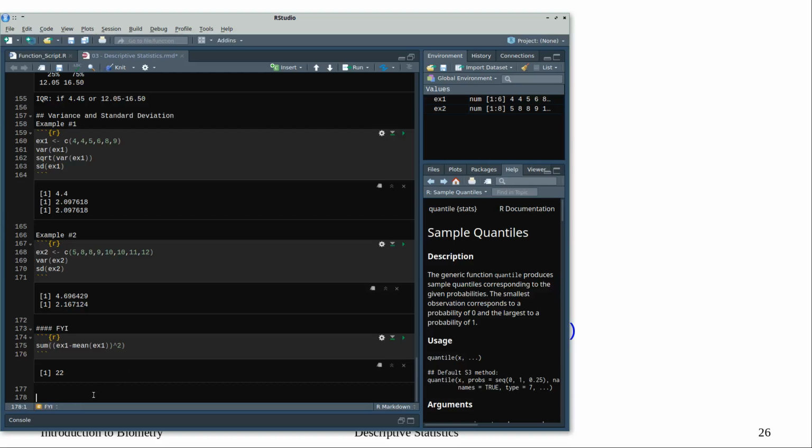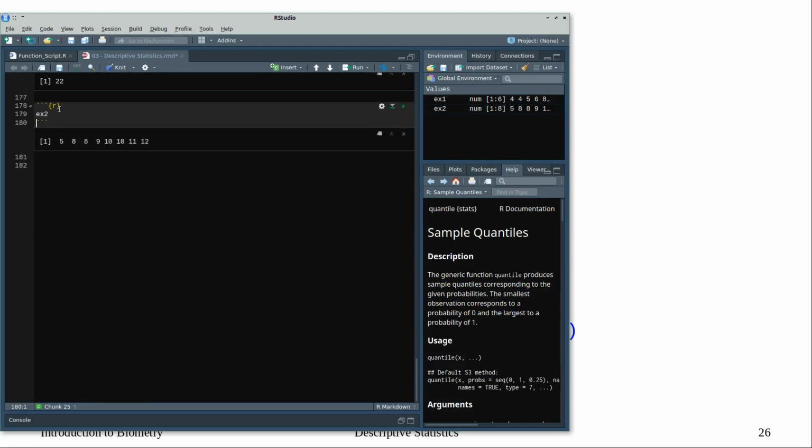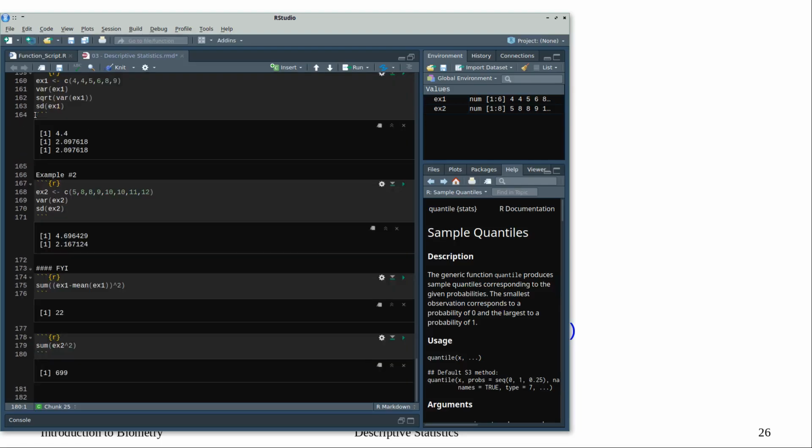In example 2, we used that different equation. So using our ex2, there's our vector, we did the sum of the x squares, which again we can do. We just take ex2 and square it, and what that does is it squares each of the items in our vector, and then we add up the entire vector. So the sum of our squares was 699, which is what we want.